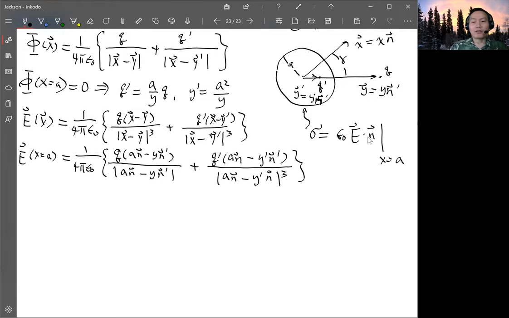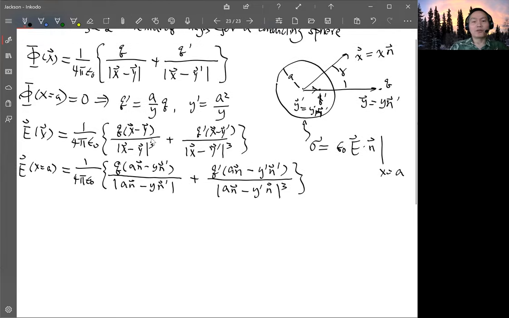Now we can dot into n and then use these two equations, the magnitude and the location of the image charge, to get rid of Q prime and y prime. Okay, so E dot n at x equals a. Now, let's see.